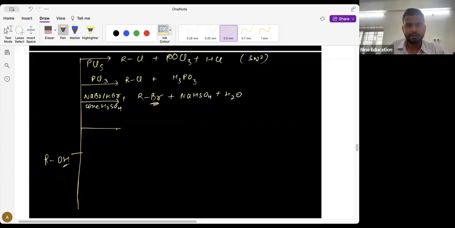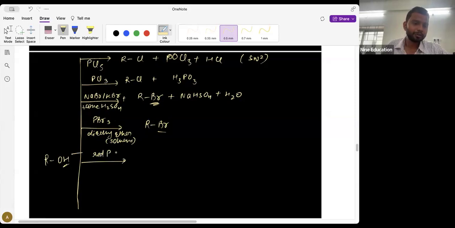Next one, if I have this similar reaction, if I have PBr3 in diethyl ether. Diethyl ether is a solvent here. If I use this solvent, so here also RBr is formed beta. Alkyl bromides. For chlorides, you can use PCl5, PCl3. For bromides, you can use NaBr, KBr in concentrated H2SO4 or PBr3 in diethyl ether as solvent, है ना?